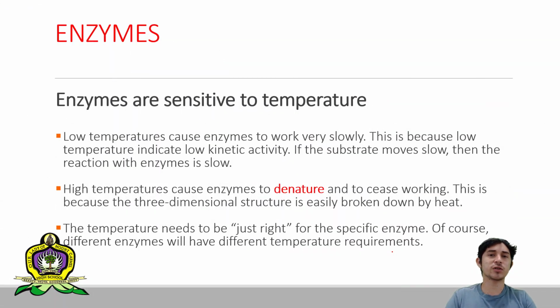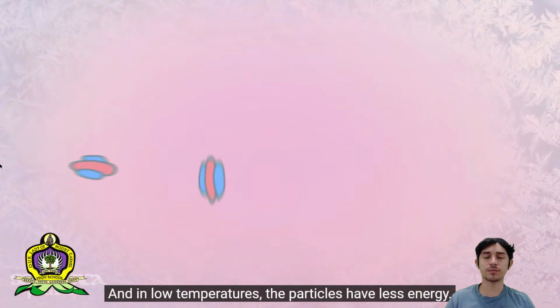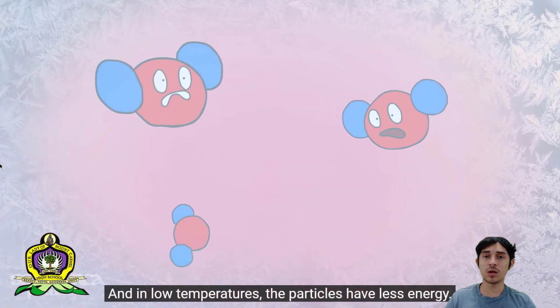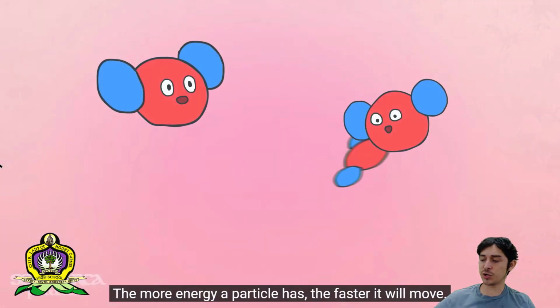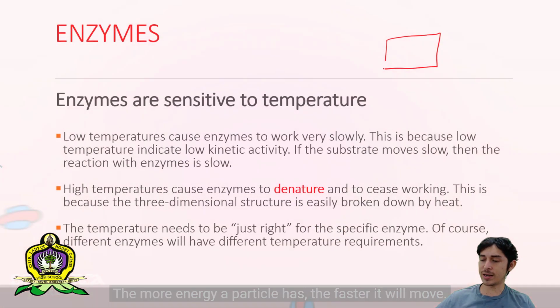So let us look at the first one. Enzymes are sensitive to temperature. At low temperatures, the enzymes cannot work fast enough. This means that they work very slow. Why? Then look at the screen. This is one enzyme here.